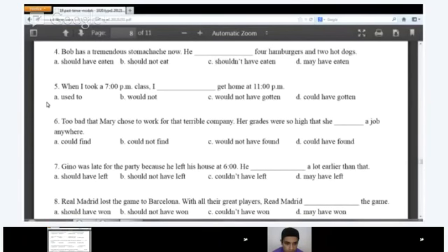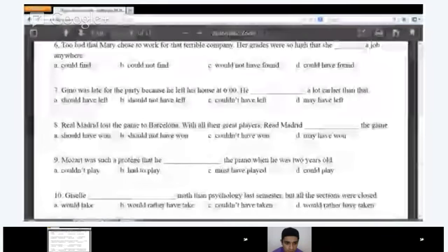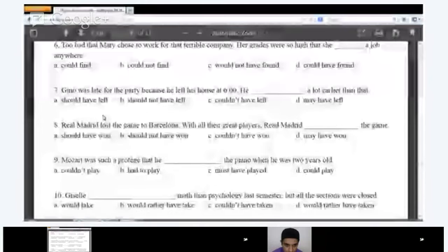Good job. All right, let's do 7 and 8. And let's see, Facundo. Okay. Gino was late for the party because he left his house at 6. Giving advice. He shouldn't have left. No, he should have. Okay, he should have left a lot earlier than that. Good, yes, because he was late, we're saying, oh man, you should have done this, okay? Good, okay. And 8, please.